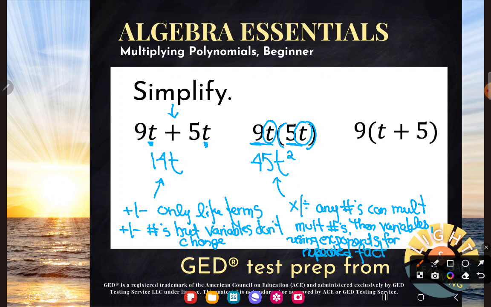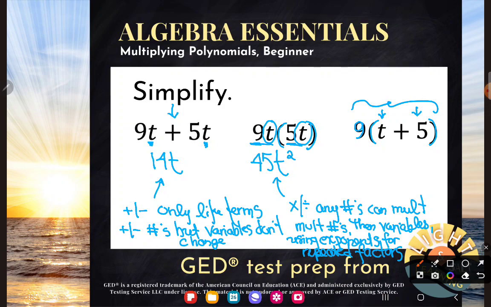All right. Now, let's look at the next expression. It says 9 times the quantity of t plus 5. How come I said the quantity this time? Well, because I have a grouping inside these parentheses. I have terms, more than one number adding or subtracting. In this case, I have 2 terms, a t and a 5. And so I say 9 times the quantity of t plus 5.